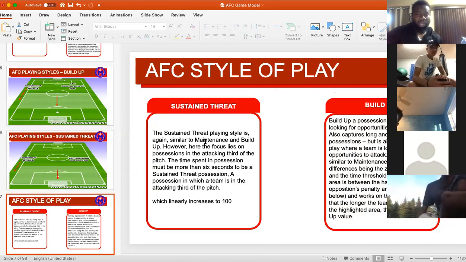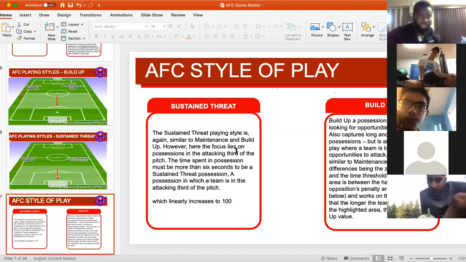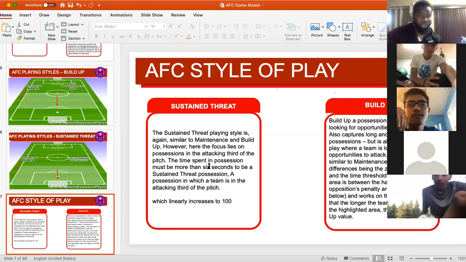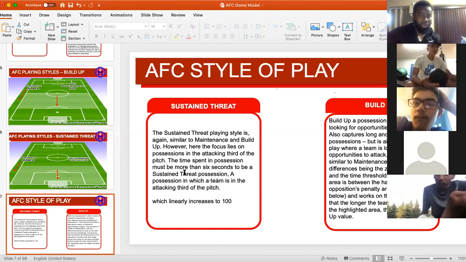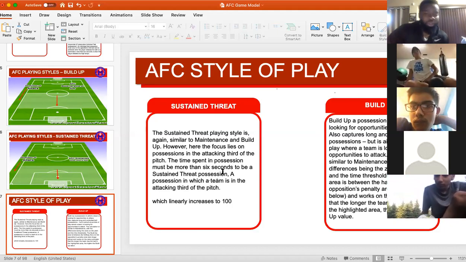When you define it, sustained threat is a style of play similar to maintenance and build-up play. However, the focus lies on the possession in the attacking third of the pitch. The time spent in possession must be more than 6 seconds. So even though we want you to keep possession in your own half, you must spend 6 seconds in possession of the ball, right?